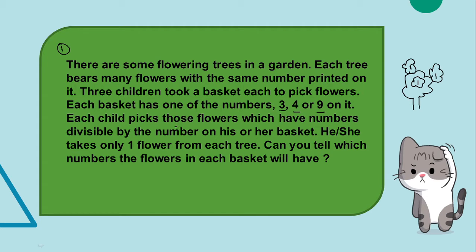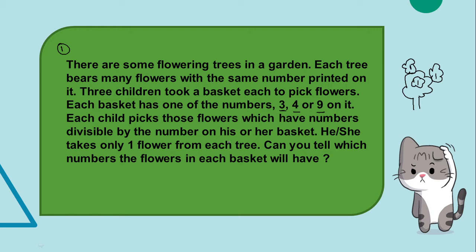Each child picks those flowers which have the number divisible by the number on his or her basket. Along with being lovers of flowers, these children were also loving maths. So they decided that they will not pick random flowers, they will play a maths game. They decided that they will pick the flowers which are divisible by the number on their basket. Then he or she takes only one flower from each tree. Now, can you tell which numbers the flower in each basket will have?